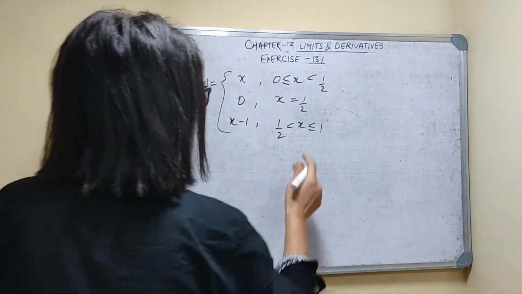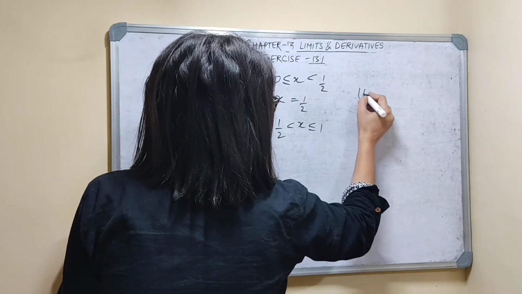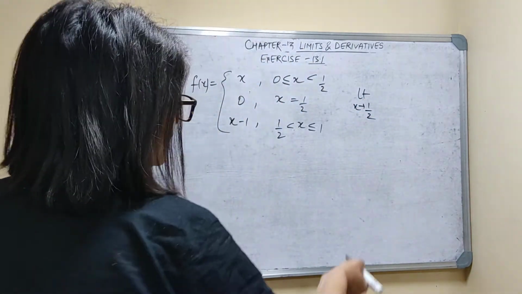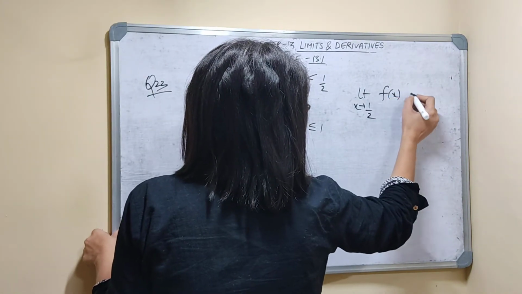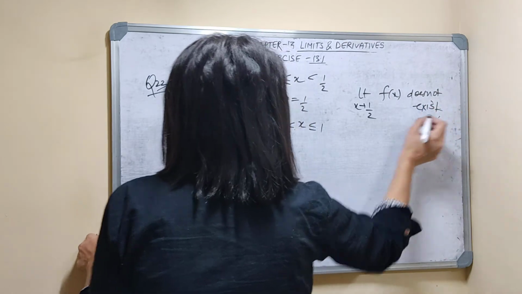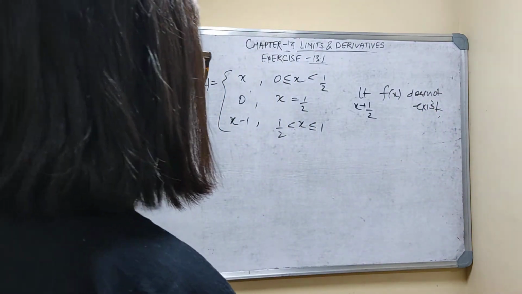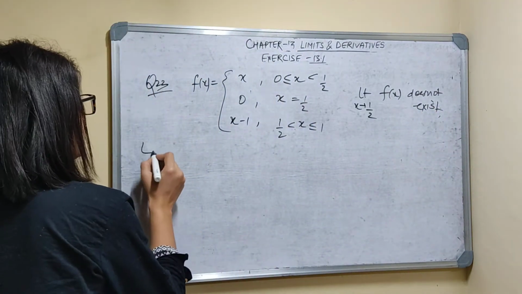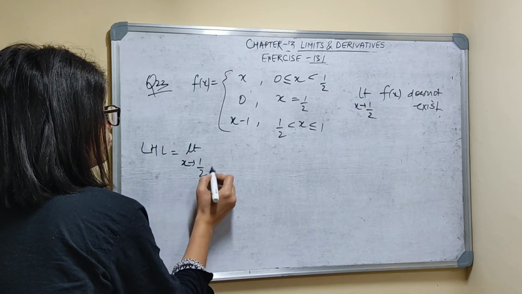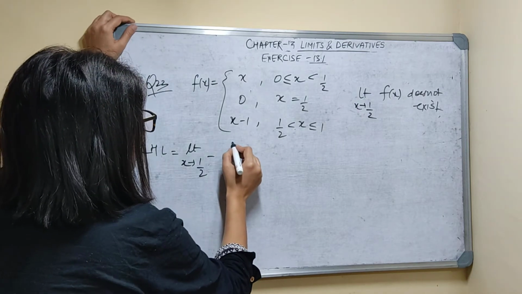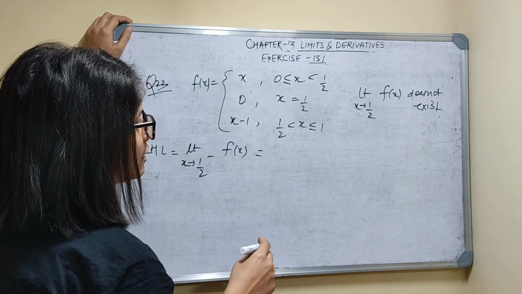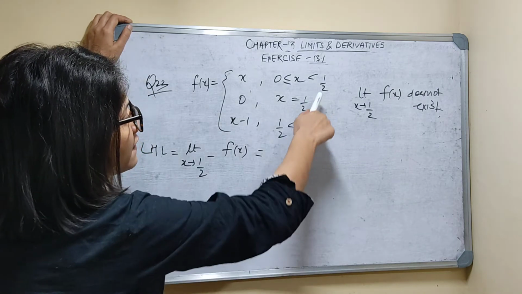Show that the limit as x tends to 1 by 2 of f(x) does not exist. You have to show that f(x) does not exist. So how will you do this? Here also you have to find the left hand limit. So limit x tends to 1 by 2 minus of f(x). 1 by 2 minus means less than 1 by 2.